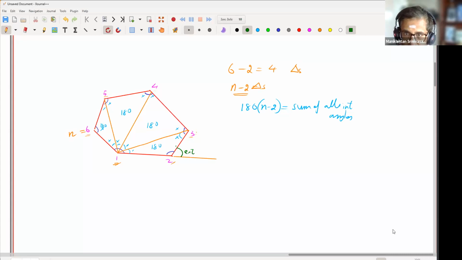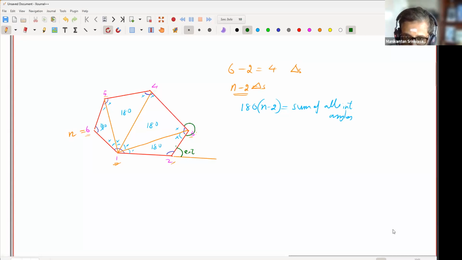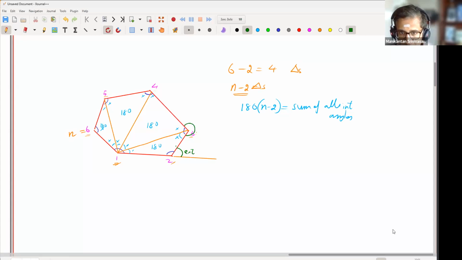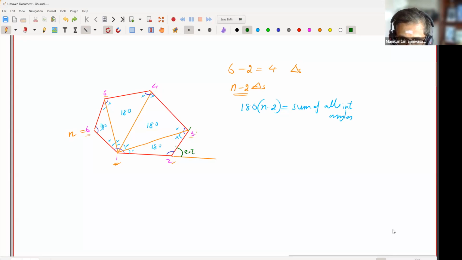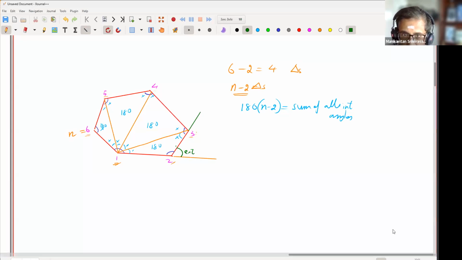One common mistake people make is they assume this entire thing is the exterior angle. No, that's not right. The entire thing is not an exterior angle. An exterior angle is got by extending one of the sides, and then whatever remains, the balance, that is the exterior angle. Okay, does it make sense?